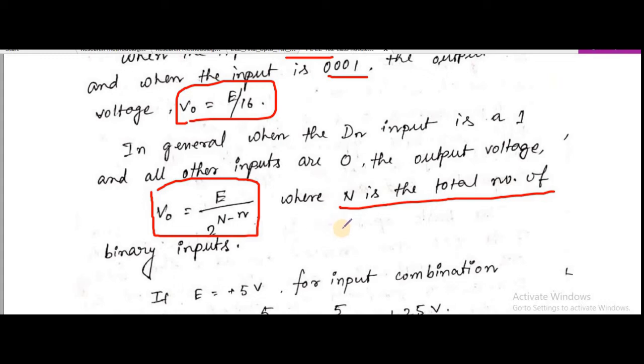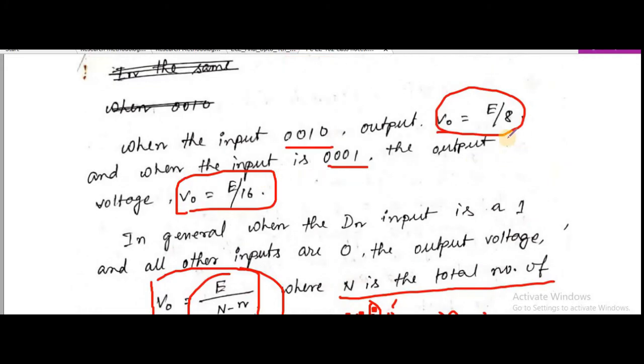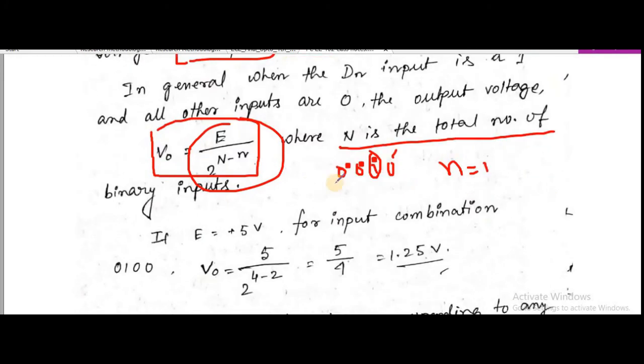Suppose in my case, if I say this is 0 0 1 0, so the value of small n will be 1, because if I consider this is the 0th position, this is 1, this is 2, this is 3, so the value of small n is basically the position of this bit. So in this case it is 1, and capital N, total number of bits, that means 4. So 4 minus 1, that is 3, 2 to the power 3 is 8. So it is E by 8, which is basically this. Okay, so this is the general equation.